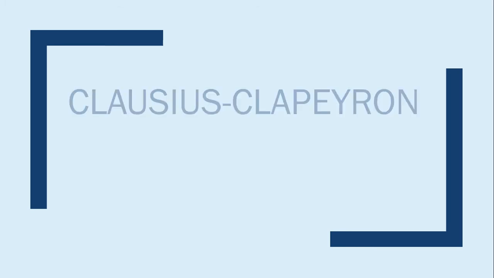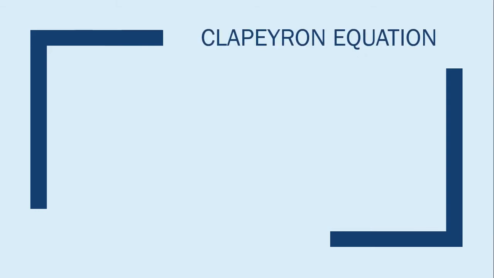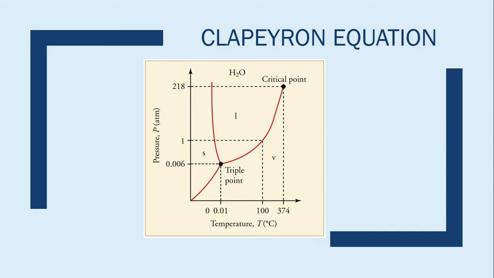In this video, we're going to talk about the Clausius-Clapeyron equation and the Antoine equation. First, where does the Clausius-Clapeyron equation come from? The Clapeyron equation relates the slope of a reaction line on a phase diagram to fundamental thermodynamic properties.